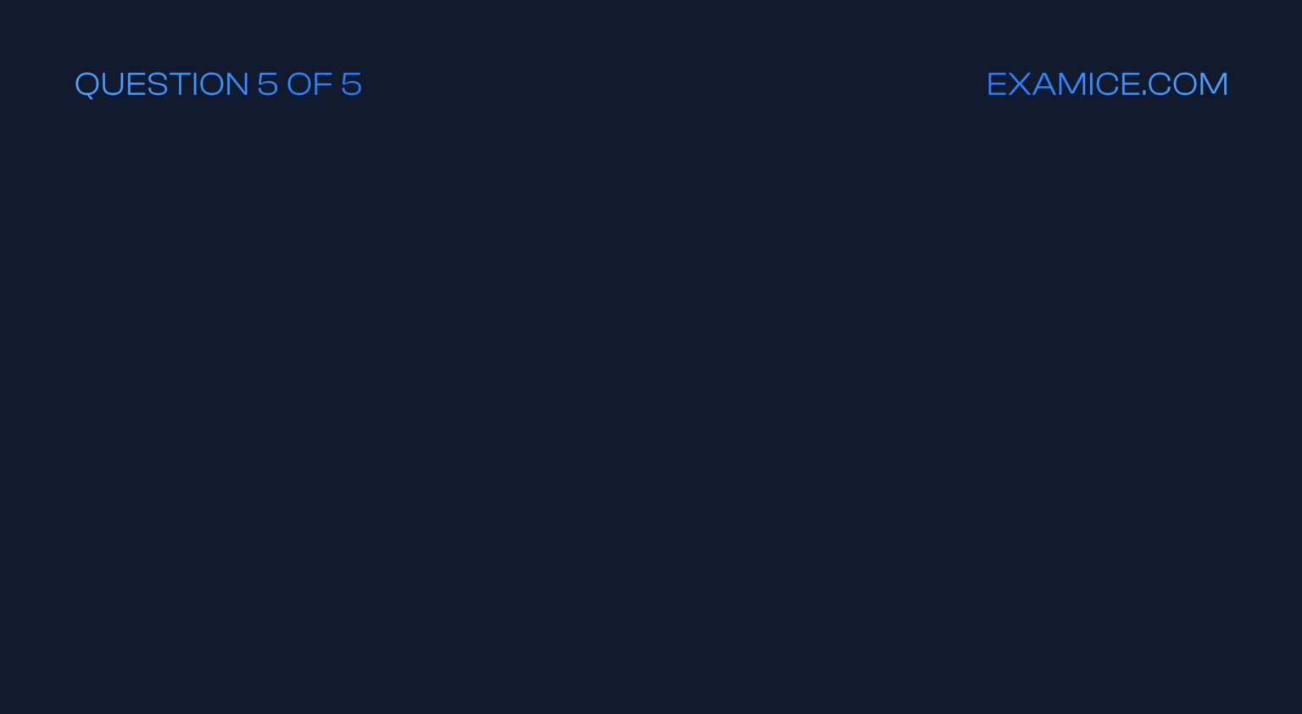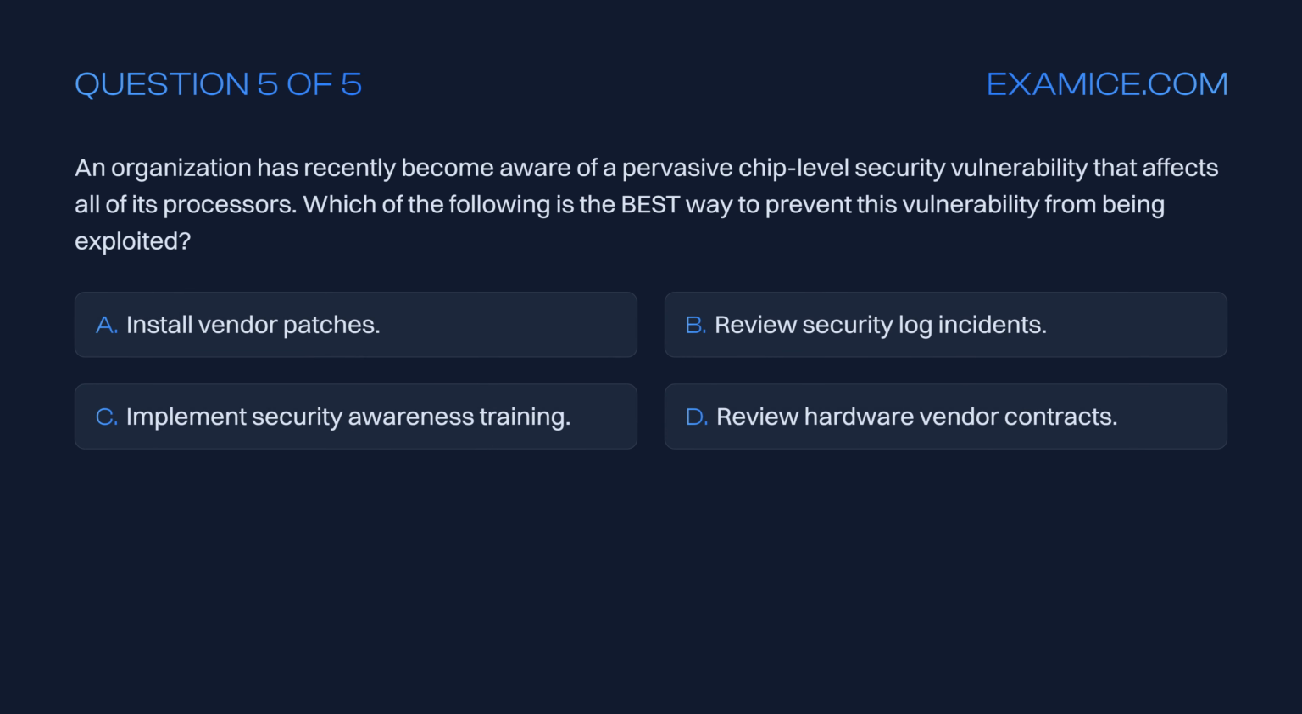Question 5. An organization has recently become aware of a pervasive chip-level security vulnerability that affects all of its processors. Which of the following is the best way to prevent this vulnerability from being exploited? Option A. Install vendor patches. Option B. Review security log incidents. Option C. Implement security awareness training. Option D. Review hardware vendor contracts.